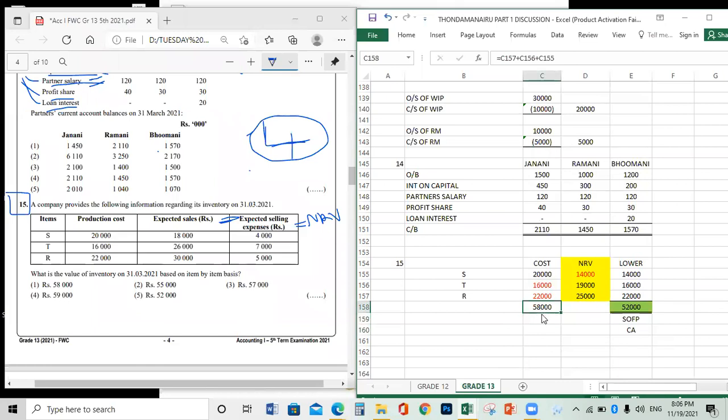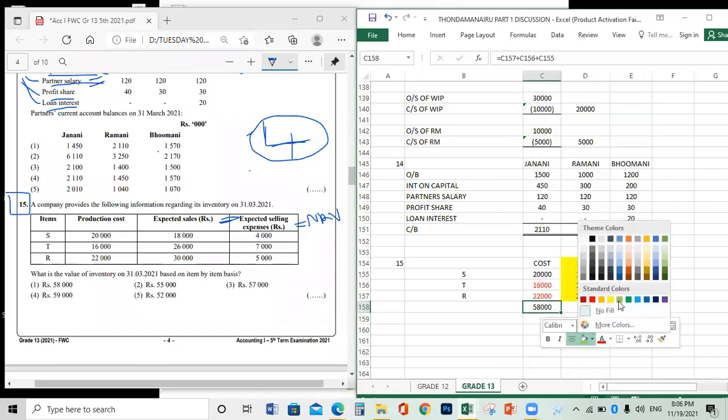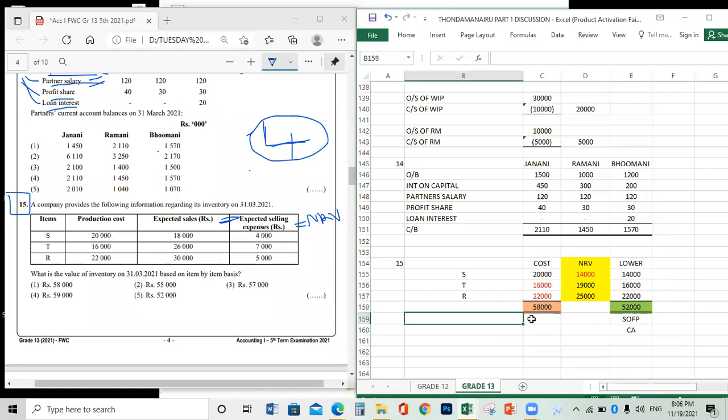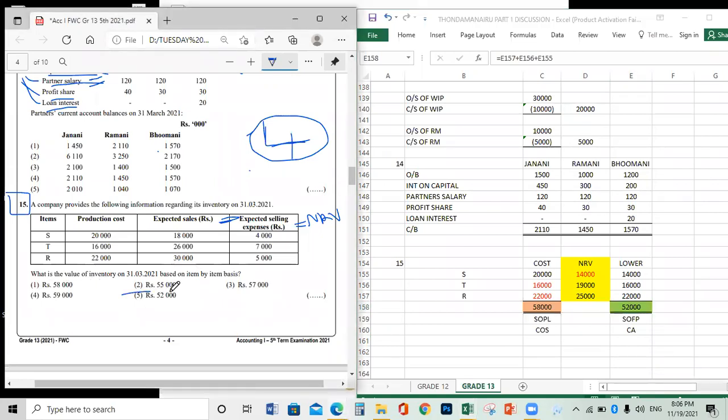While this 58,000, where will this 58,000 go? This 58,000 goes to statement of profit or loss under cost of sales. Okay, under cost of sales. Please know the places you record. For this question, guys, whenever they ask you the value of inventory, they are asking you the current asset value. Okay, not the cost.